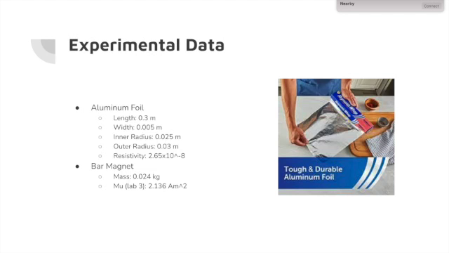Experimental data and measurements. The aluminum foil measurements of the length, width, inner and outer radius, and resistivity are listed right here, and the bar magnet's mass is 0.024 kilograms, and mu from lab 3 is 2.136 amps.